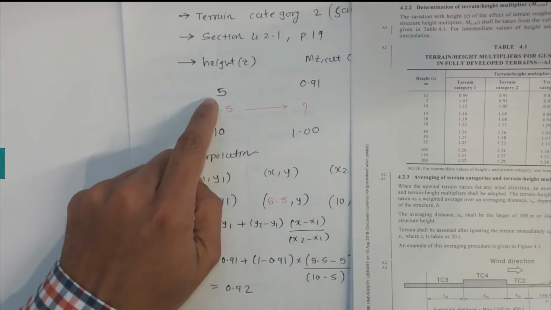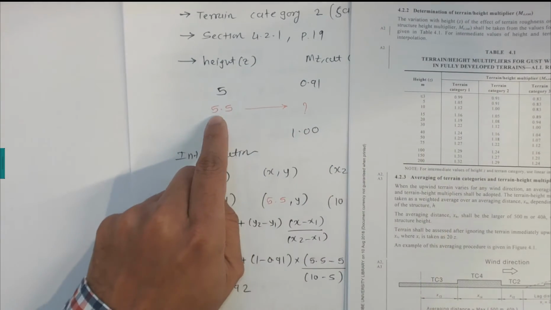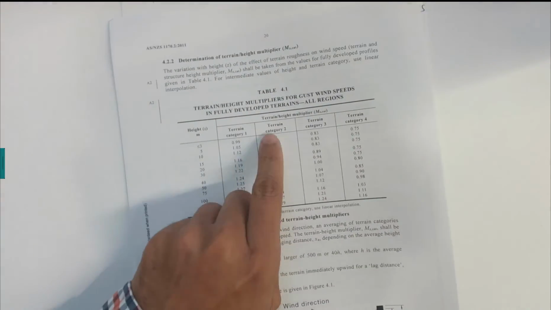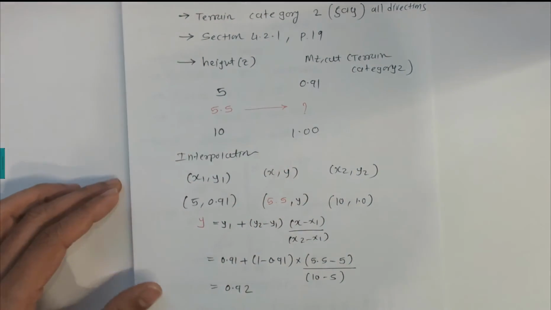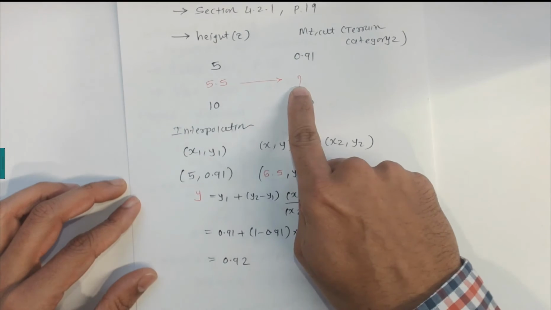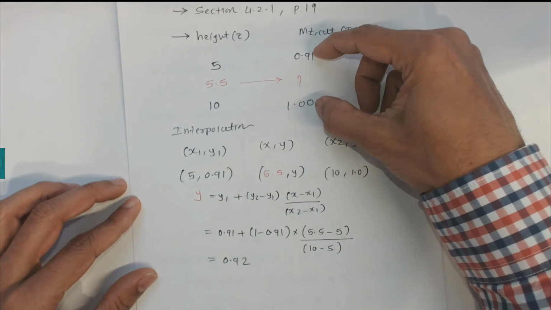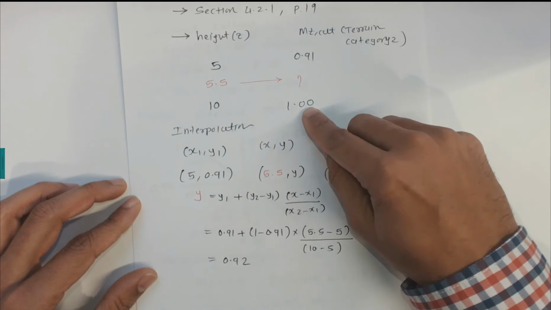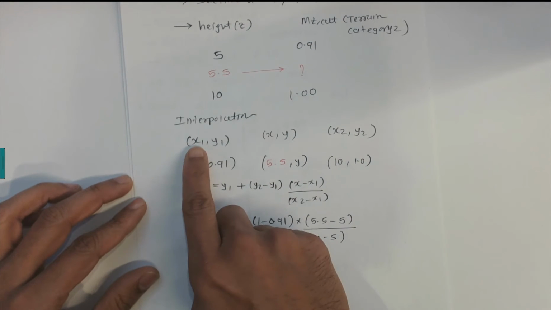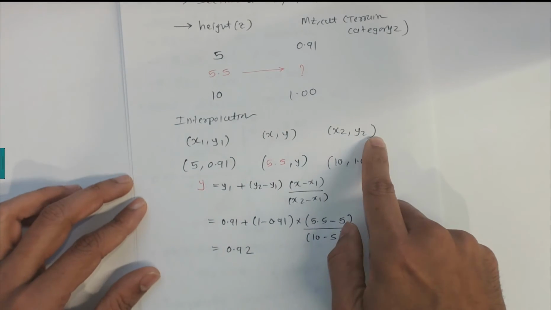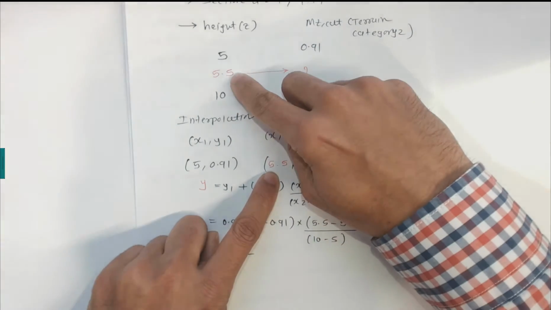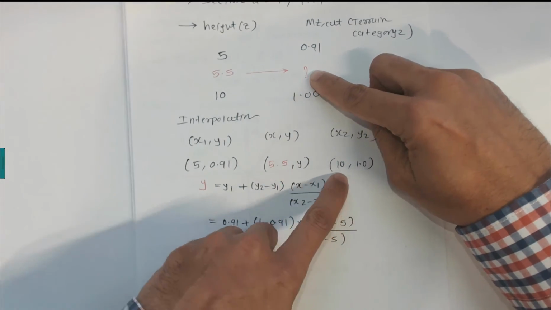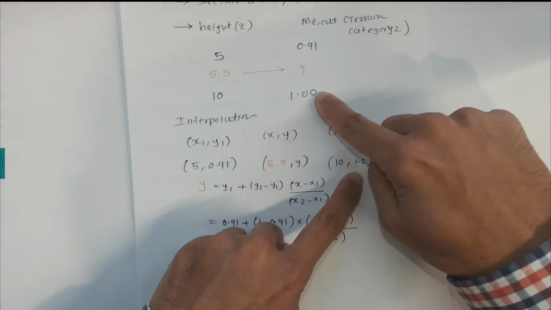So the interpolation given here. Height is 5 meters, which is taken here, 5.5 we need to find, and 10 meters here. For terrain category 2, the values are 0.91 and 1. To do the interpolation, we are interested in finding, for 5.5, what is the MZ value? That should be between 0.91 and 1.0. Here we can say x1, y1, x, y, and x2, y2. x1, y1 is 5 and 0.91. x is 5.5 and y we need to find. x2, y2 is 10 and 1.